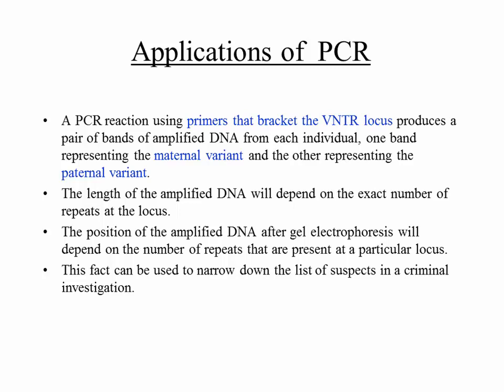So when you're doing forensic science, all right, a PCR reaction using the primers that bracket the VNTR locus produces a pair of bands of amplified DNA from each individual, one band representing the maternal variant and the other representing the paternal variant. Right? And the length of the amplified DNA will depend on the exact number of repeats of the locus. Right? And again, as I said before, when you're running gel electrophoresis on a DNA fragment, the length of the fragment decides the location to which it will migrate, right? So if you have different numbers of repeats of those GT, all right, the fragments will be of different lengths, all right?